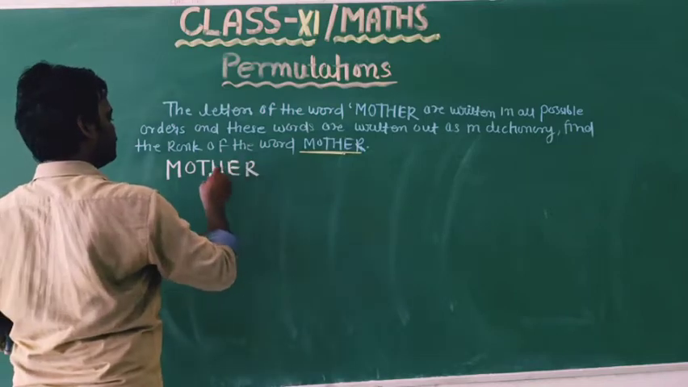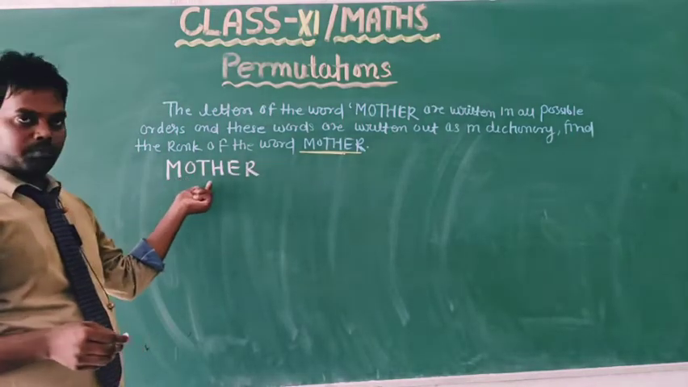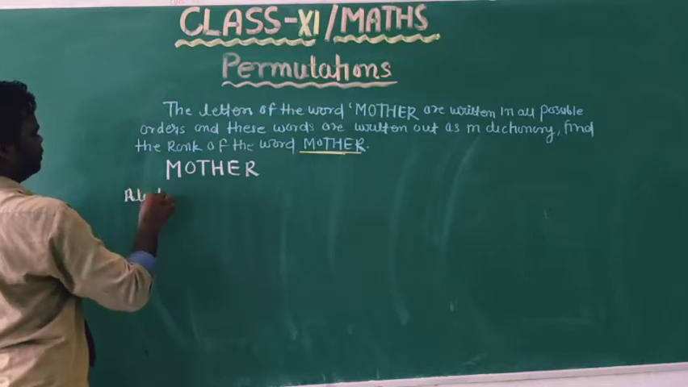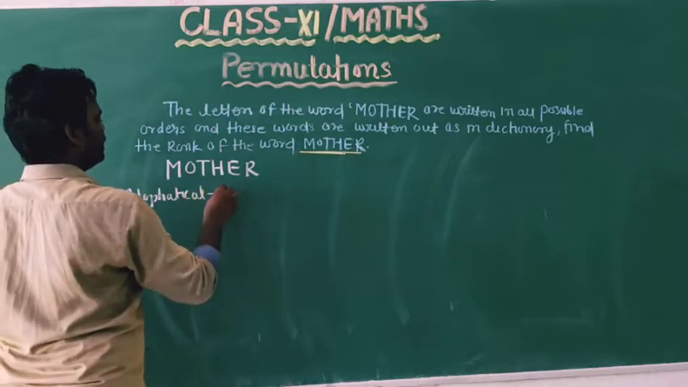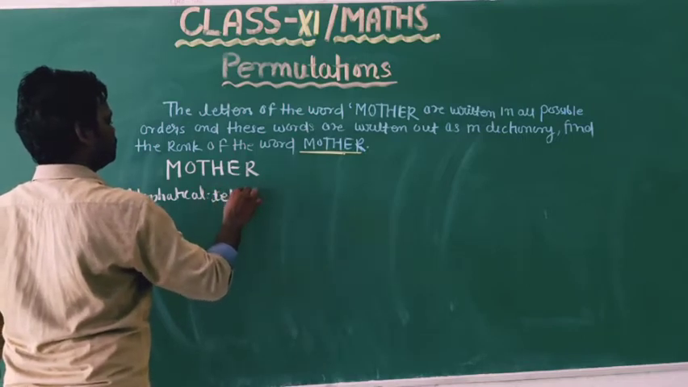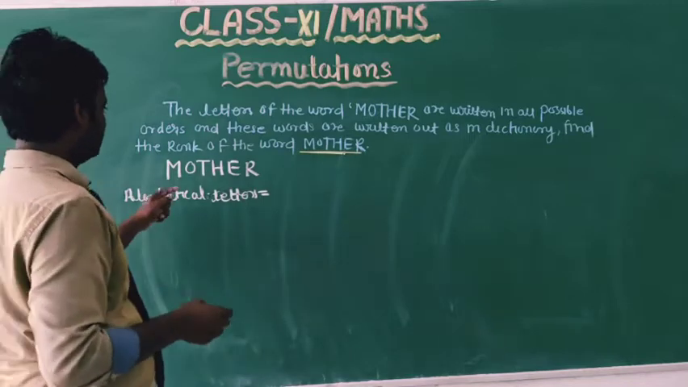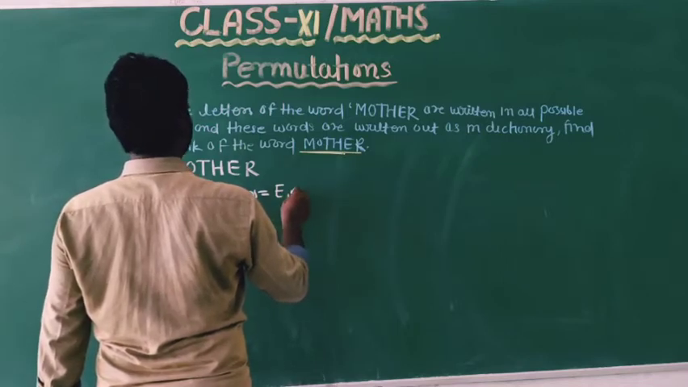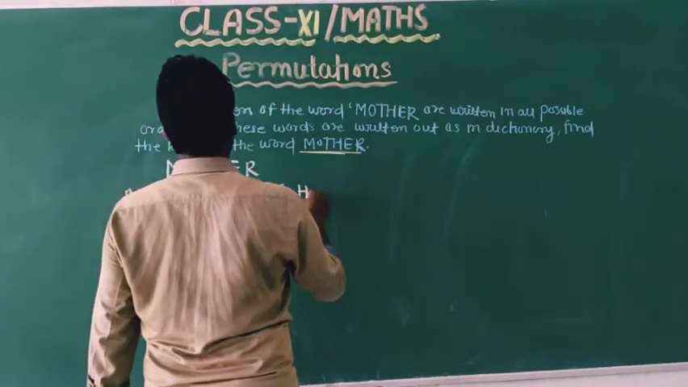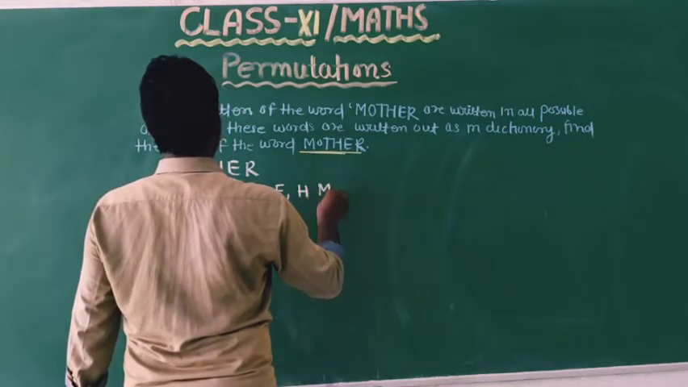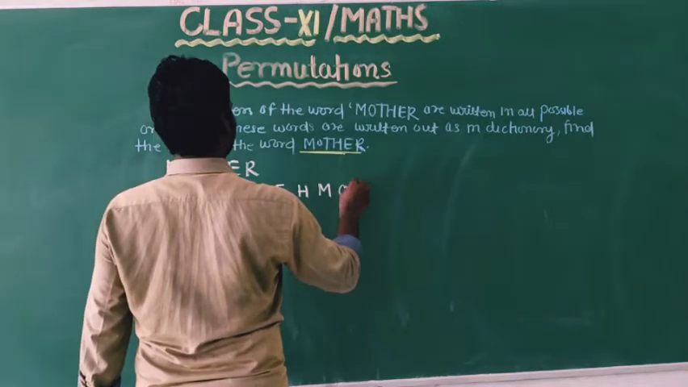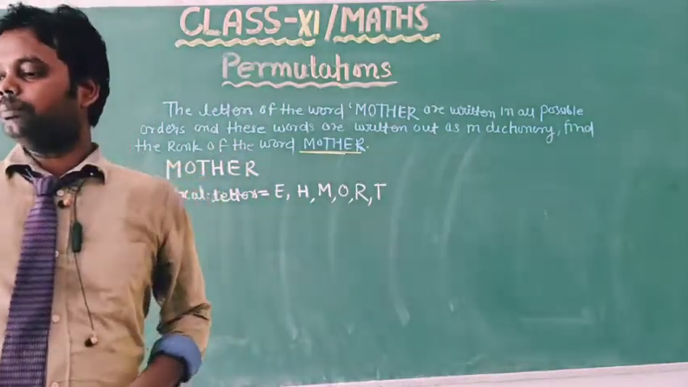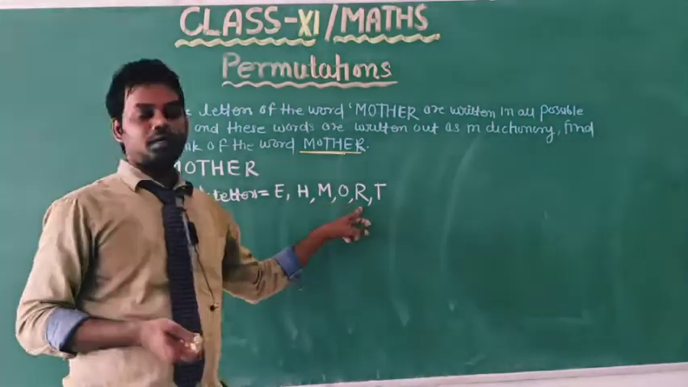Okay, so the alphabetical order of the letters of MOTHER is: A, B, C, D, E, F, G, H, I, J, K, L, M, N, O, P, Q, R, T. So in alphabetical order we get E, H, M, O, R, T.